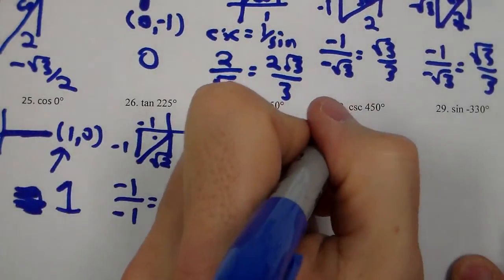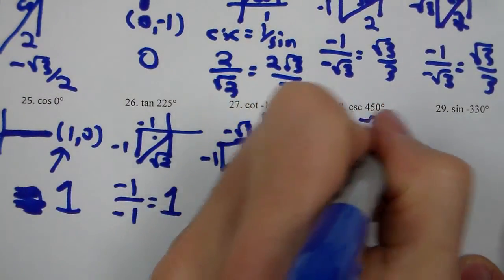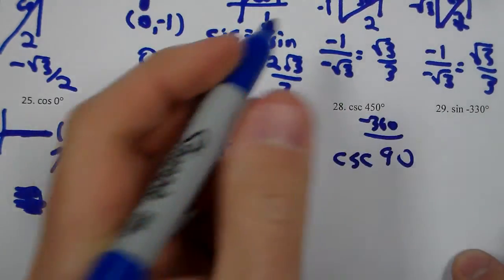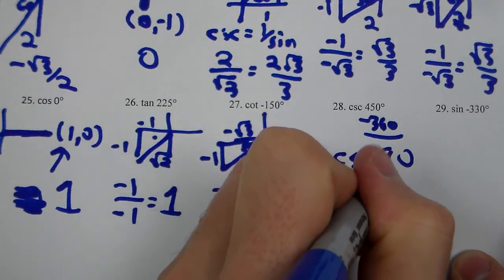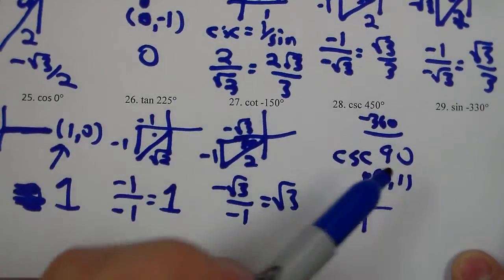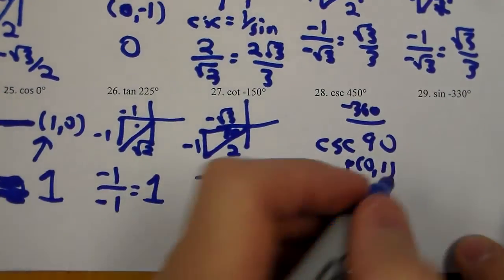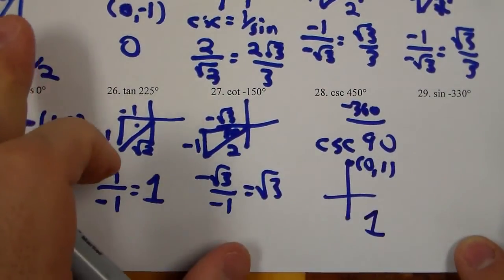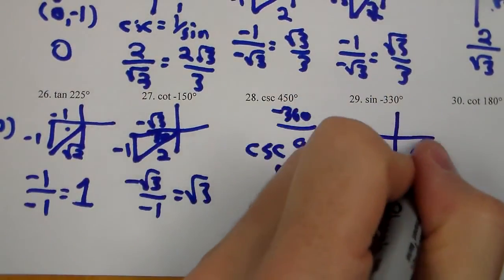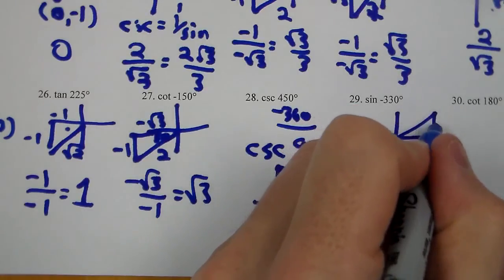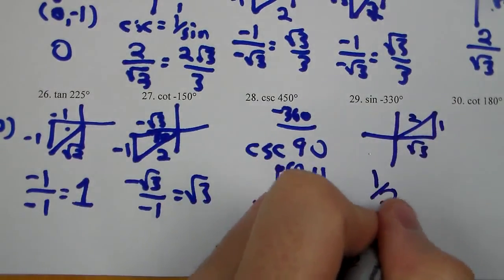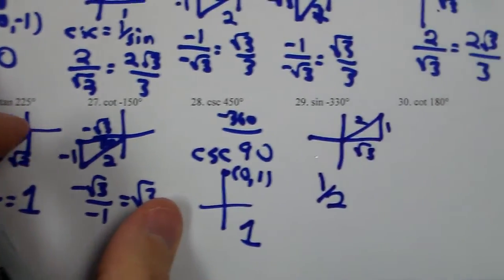Cosecant of 450, before I go further, I'm going to subtract 360 from that, and I get 90 degrees. So it's actually cosecant of 90 degrees. At 90 degrees, our coordinate is 0, 1. Cosecant is the reciprocal of sine. Sine is the y value, so the reciprocal of 1 is 1. Sine of -330, that comes all the way around and stops 30 degrees short. So sine of that will be 1/2, opposite over hypotenuse.